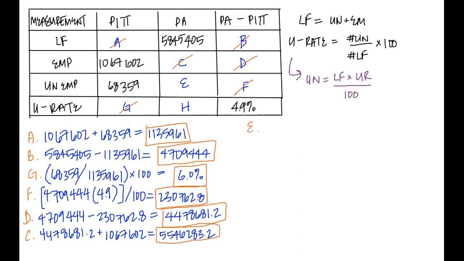For E, we can do the same exact thing. We can take the value from Pennsylvania minus PIT, which is F, which is 230,762.8. Add that to the value given for PIT, which was 68,359. And that gives us 299,121.8.